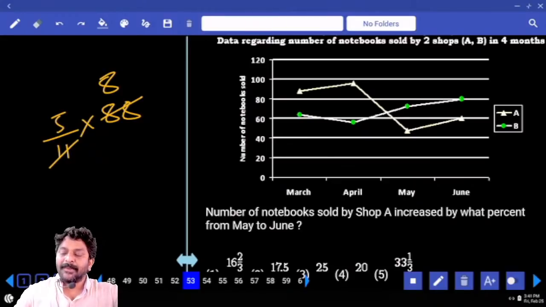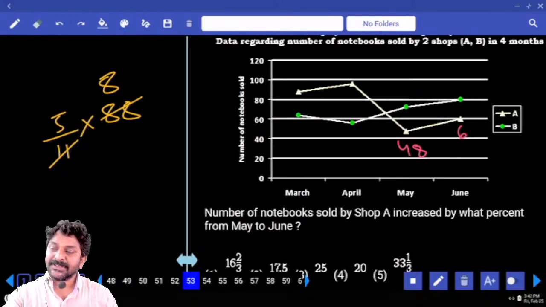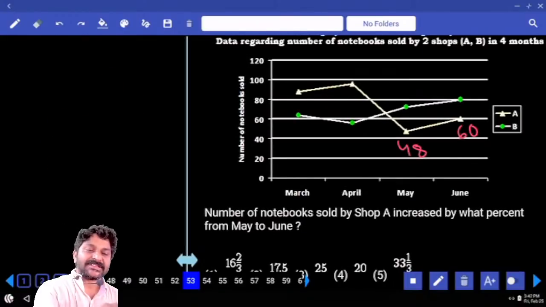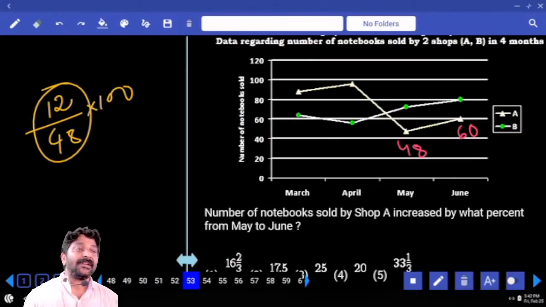Number of notebooks sold by shop A increased by what percent from May to June? In the month of May, it is 48, and next it becomes 60. 48 becomes 60, increased by 12 from 48. Percentage is into 100 only. What is this fraction? You know 1/4 is equal to 25%.